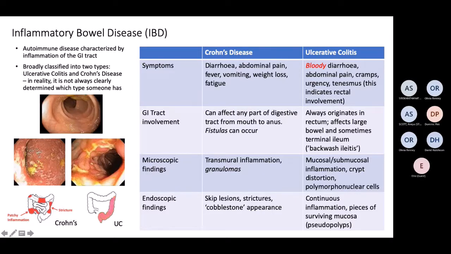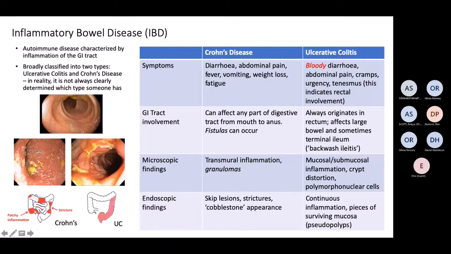In UC, it always affects the rectum, and it will always start at the rectum, and then it ascends round the colon in a continuous wave of inflammation without any breaks. Crohn's, you can just see on that little bottom diagram on the left there, tends to be patchy, and there's areas of healthy bowel in between the areas of inflammation. With UC, you can also get something called backwash ileitis. If you've got pancolitis, which is inflammation involving the whole colon, it can sometimes spread and just affect that very end of the ileum.